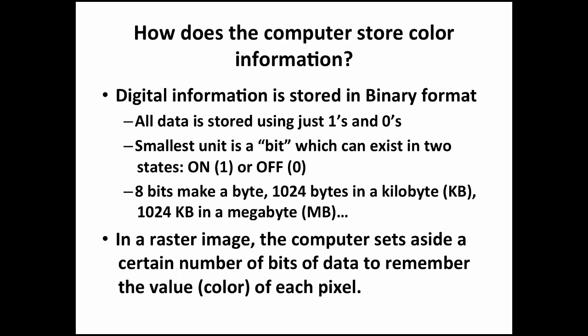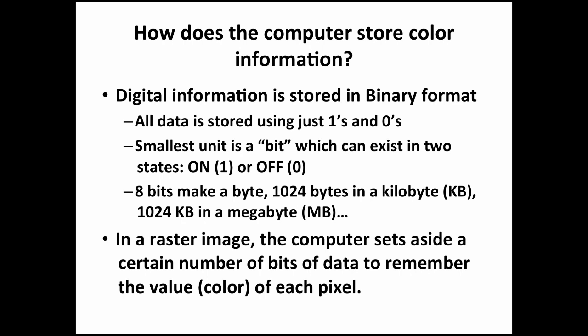So now we know how the eye perceives color, and we also know how computers can display information on a monitor. But how does the computer actually store that color information? In other words, when you save a digital graphic, how does the computer remember what the colors are that were present in that particular image? In order to understand that, you have to understand a little bit about how computers store all sorts of information.